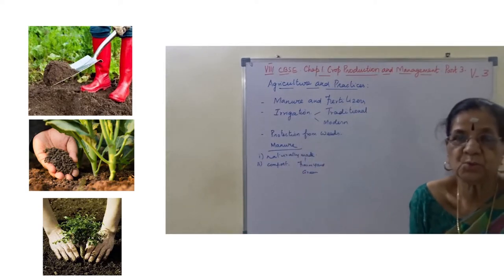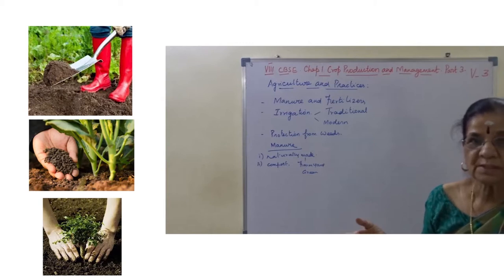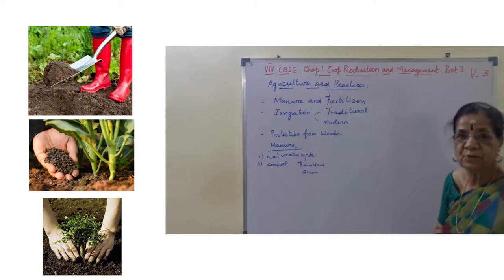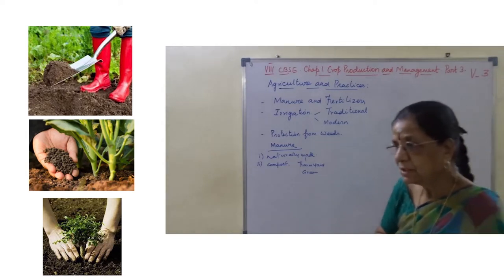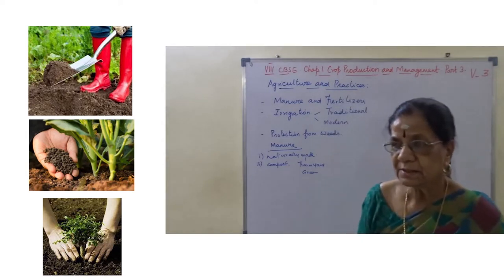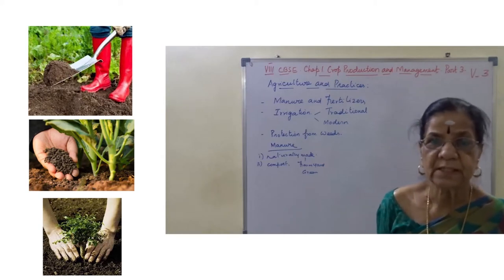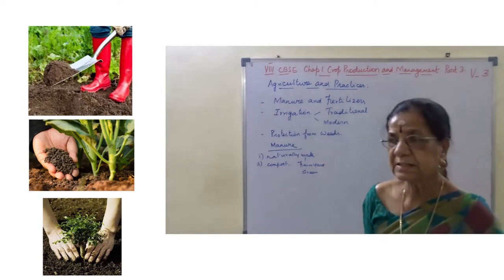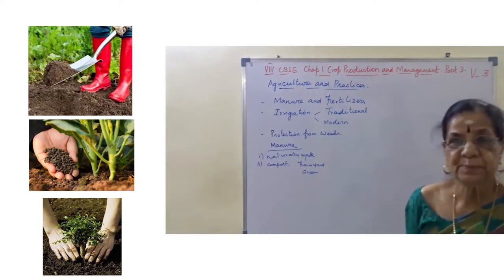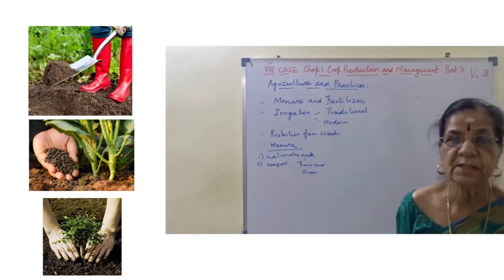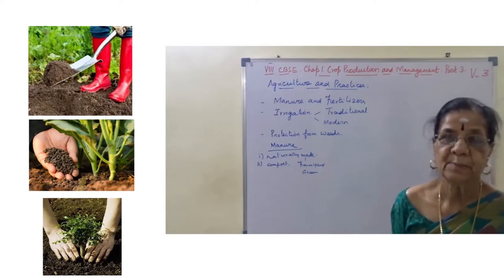The compost we usually make at home is farmyard manure. Green manure is what we make from peeling peas and onion skins, the vegetable peel, which are made into compost. They form the green manure.